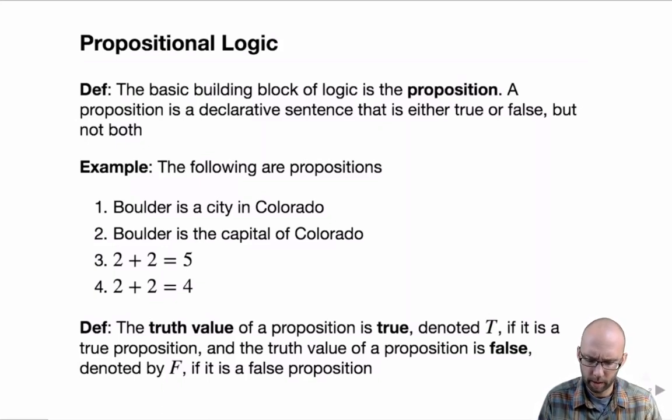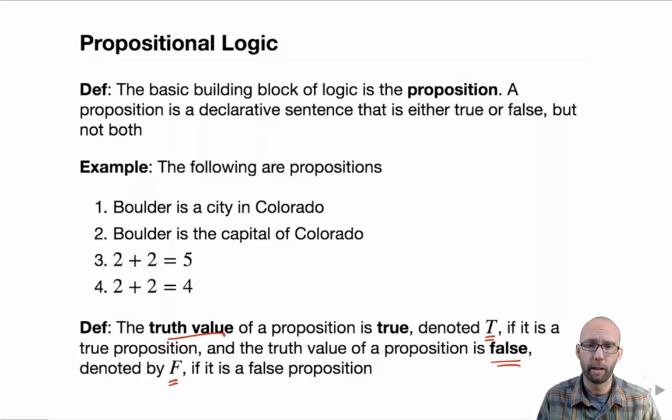So we say that the truth value of a proposition is true, and usually to shorthand it, we denote it with a T, if it is a true proposition. And the truth value of a proposition is false, and usually we denote that in shorthand with an F, if the proposition is false.